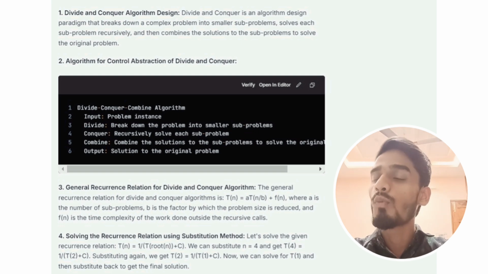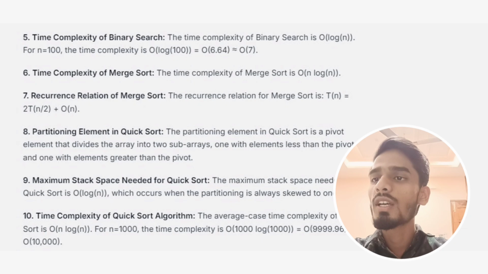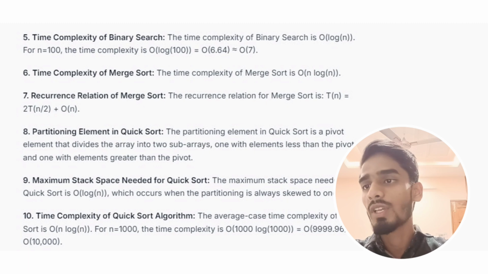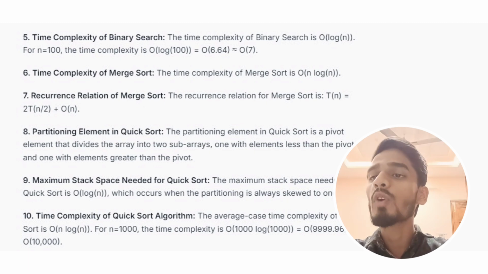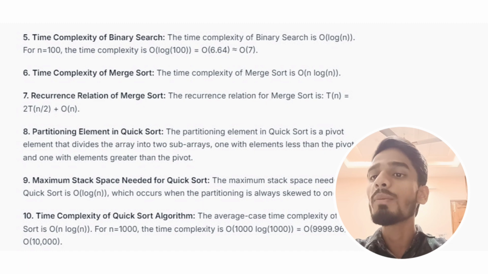Next, what is the time complexity of binary search with input size n? Let us estimate for n = 100. Time complexity for binary search is big O of log n. For n = 100, the time complexity is big O of log 100, which is nearly big O of 7.